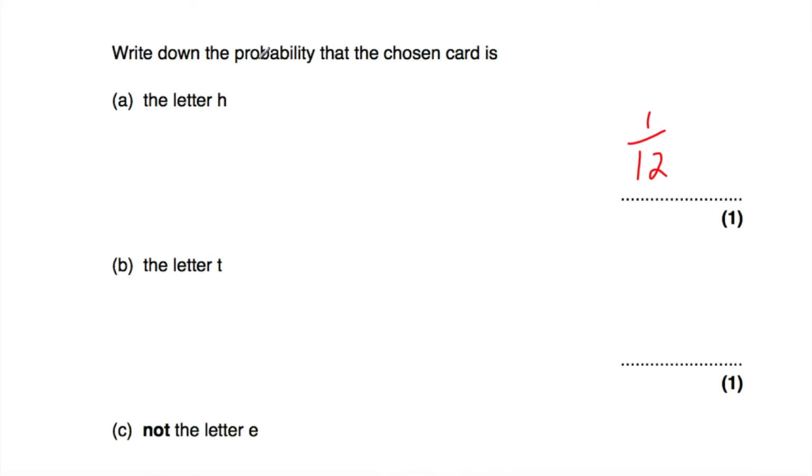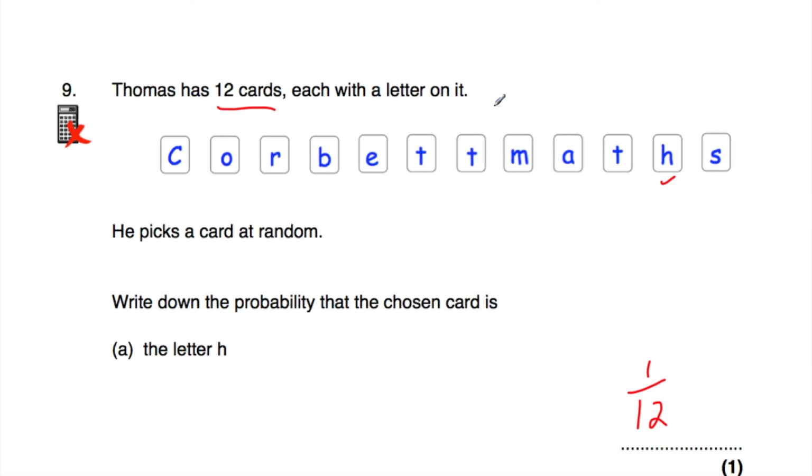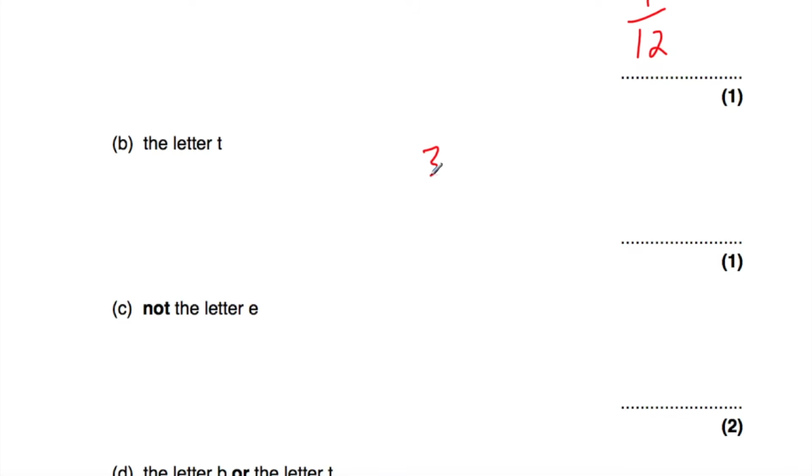And then B, we've been asked to find the probability that the chosen card is the letter T. Well, if we have a look here, in terms of the cards, there's 12 cards. And now I just count the number of T's. Well, there's 1, 2, 3 T's. So that means the probability of picking a T would be 3/12.